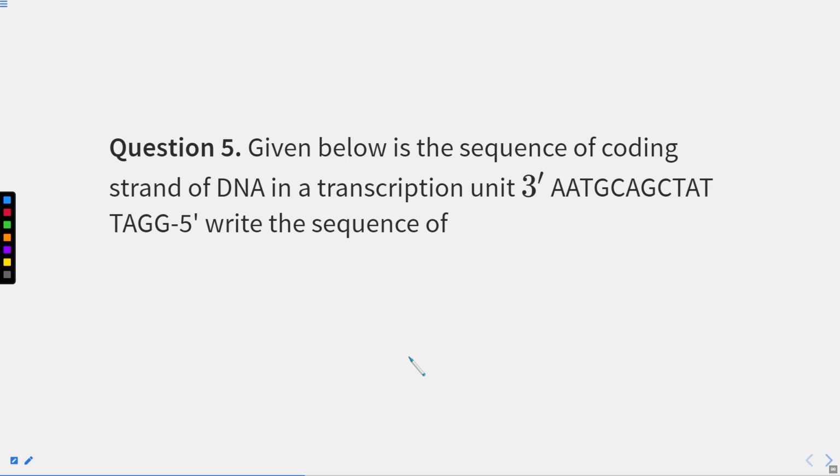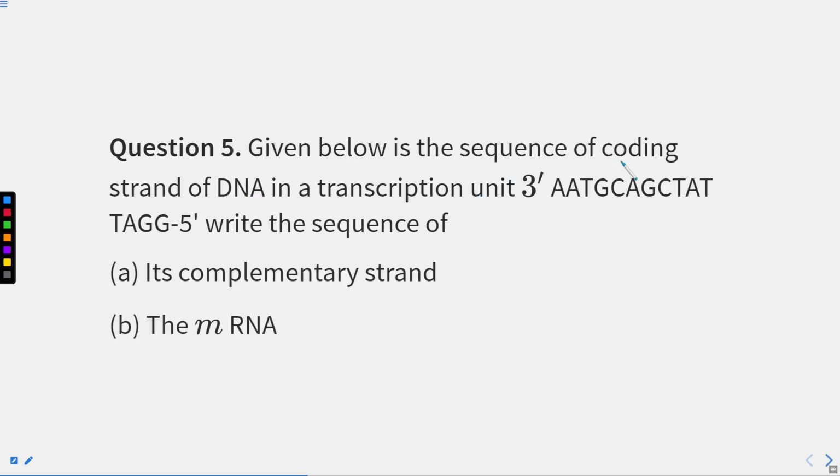Now coming to question number 5. Given below is the sequence of the coding strand of DNA in a transcription unit. You already know what a transcription unit is. It consists of the promoter, terminator, and the structural genes. This is the sequence from 3' to 5' of the coding strand of the DNA. Now we have to write the sequence of its complementary strand and the sequence of the messenger RNA. I've already told you the sequence of the coding strand is similar to the primary mRNA transcript.